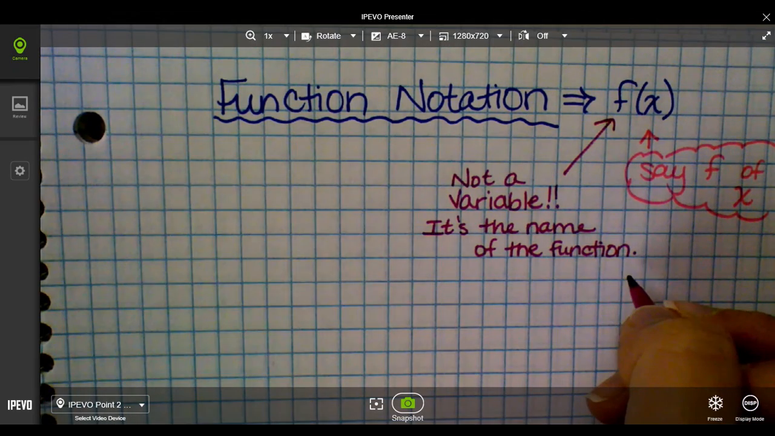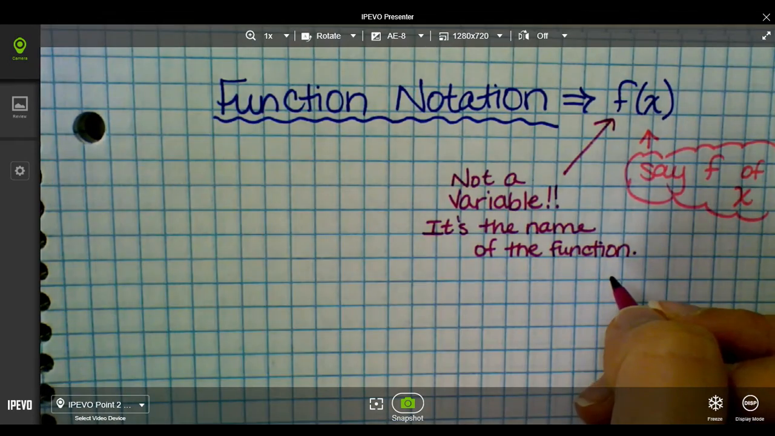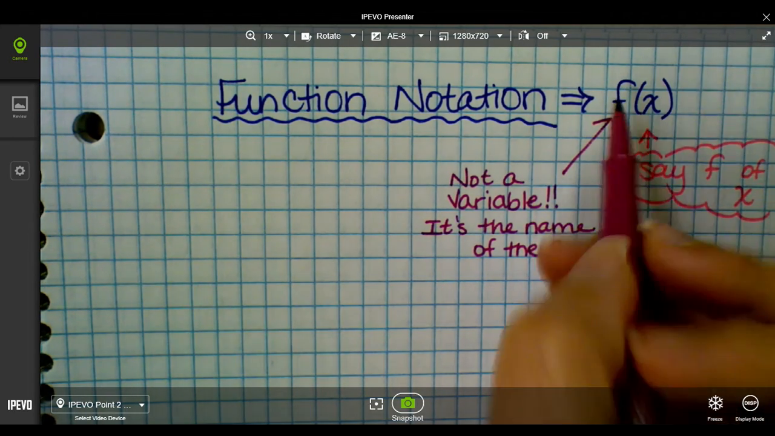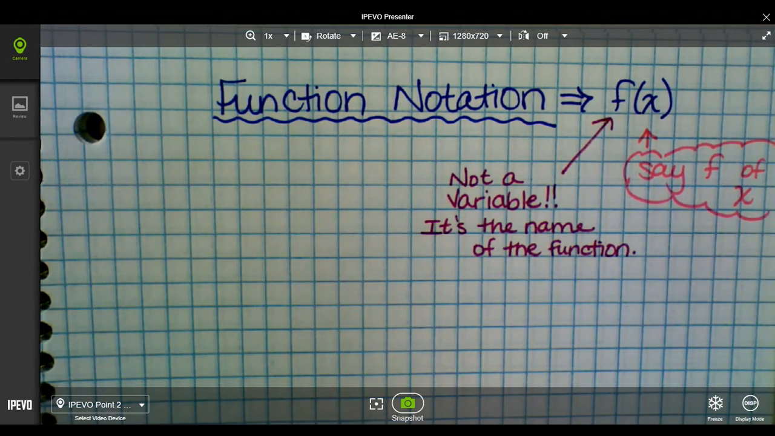If I say find f of 3, that means you are plugging 3 in for the x value in the function f. If I say find g of 3, that means you're plugging in 3 to the g function. So that just tells you where to look. It's the name of your function.